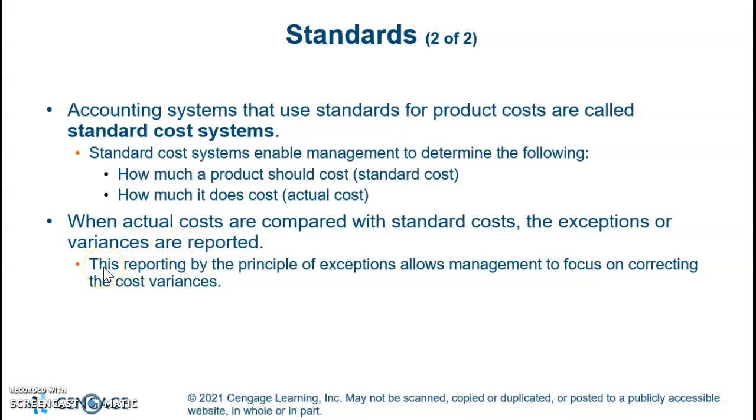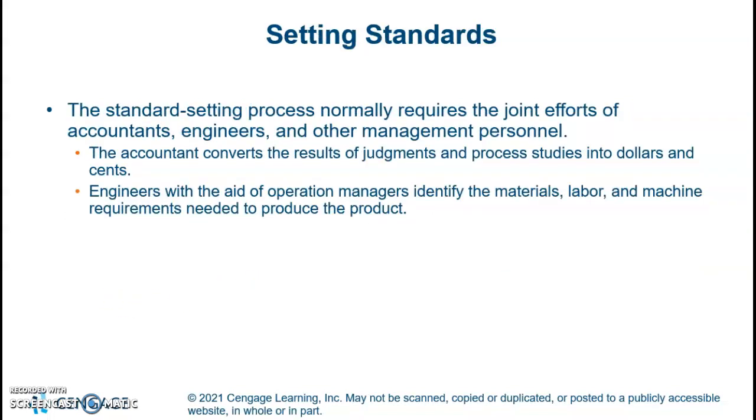So because we're only looking at exceptions, that is things that differed, we are going to call this management by exception. And that is, again, if what we actually got is the same as what we thought we'd get, we don't look at that item. We're only going to be looking at the items that had a variance. This is called management by exception. An important part of this is setting the standards. That is, deciding how much it should cost.